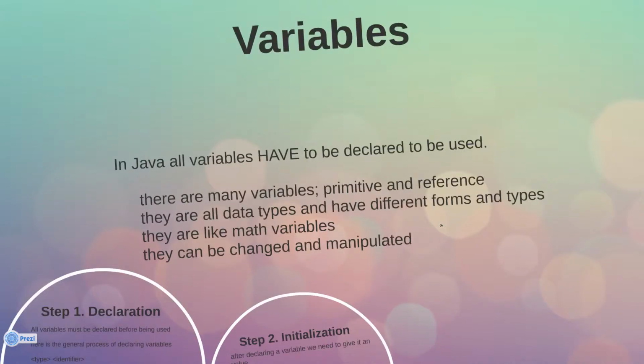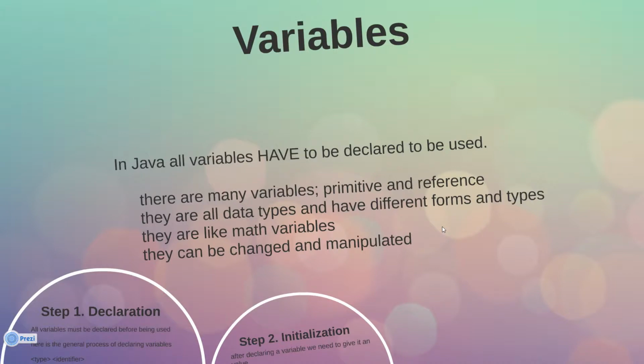In Java, all variables have to be declared to be used. This is like real life, okay? You have to make your sandwich first before you eat it, or else there's no sandwich, there's nothing to eat, okay? So like in programming languages and everything, you have to have a variable to use it, to change it, to manipulate it. You have to declare it before you use it, okay?